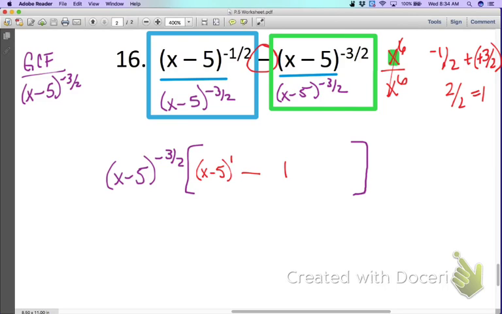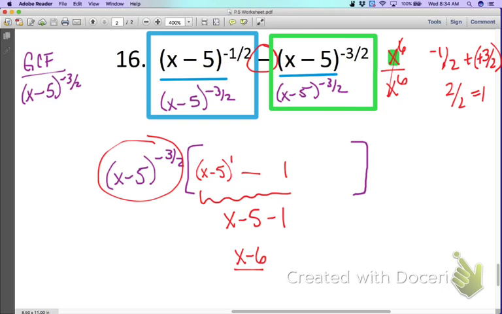Okay? So then on the inside in here, it's basically just x - 5 minus 1, because it's to the first power. So x - 5 minus 1 is just x - 6. Where am I going to put this since it is a negative power? Doesn't it go to the bottom? So it's just going to be (x - 5) to the 3/2 power.